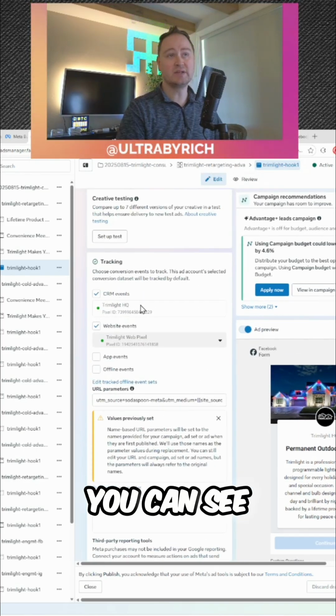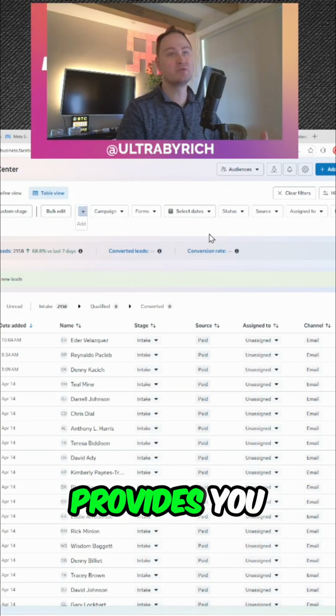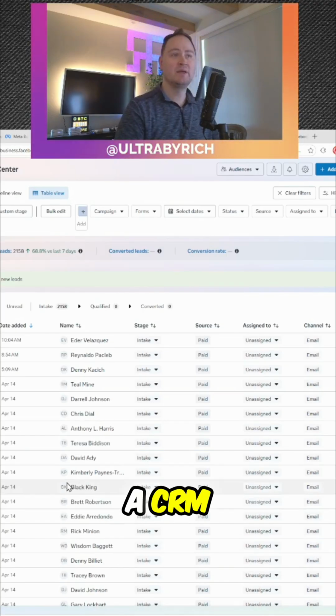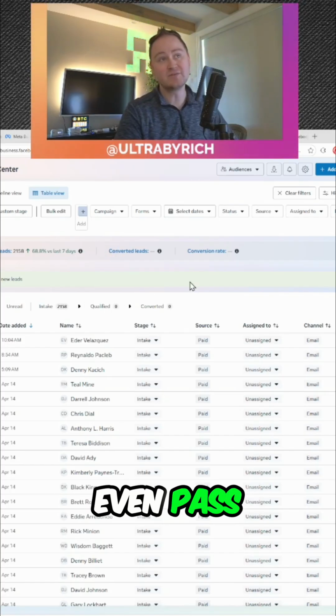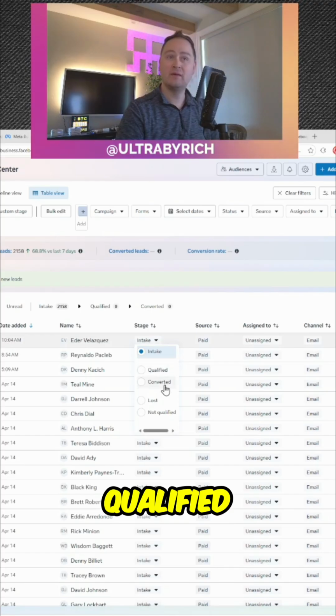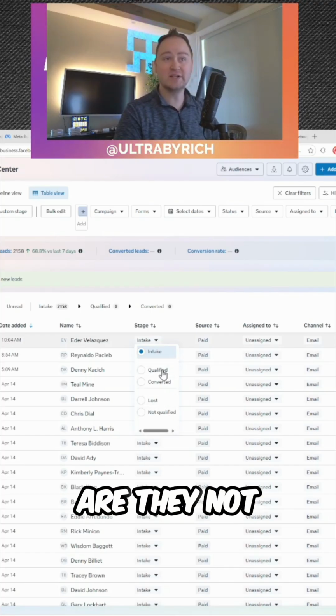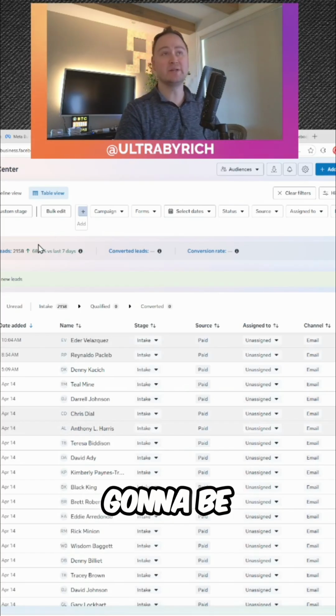And you can see it is hooked up to their CRM. So if you don't have a CRM, Meta provides you with a CRM. And then you're able to track all of your leads, all of their information, and then even pass back data such as their status. Are they qualified? Are they converted? Are they lost? Are they not qualified? And the more information you provide back, the better off you're going to be.